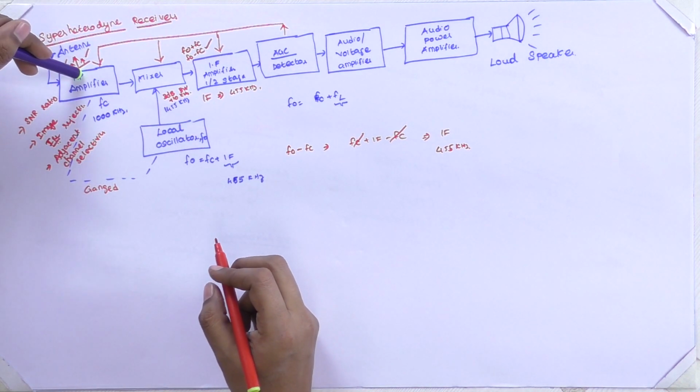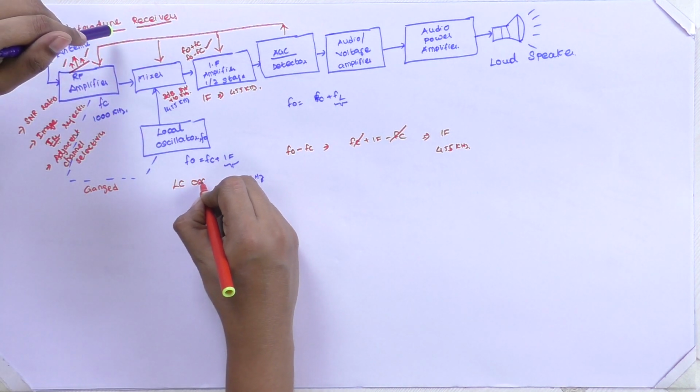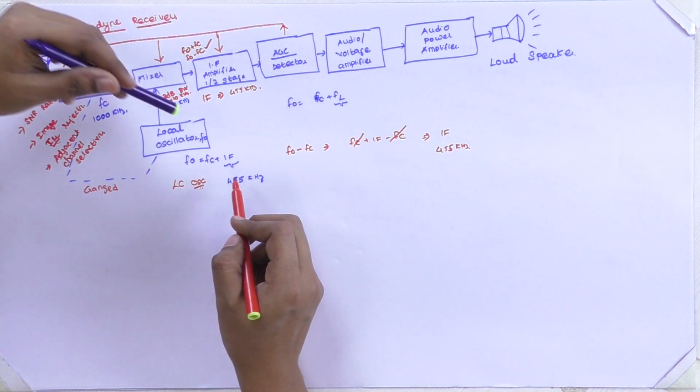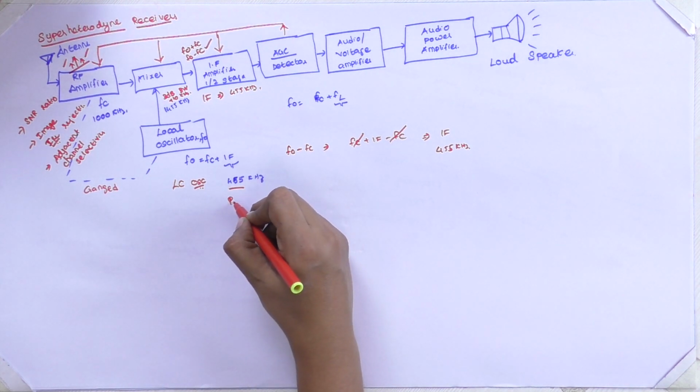These are all the functions of the RF amplifier. And the local oscillator, an LC oscillator, can also be used here. It is tuned to a frequency called F0. F0 is FC plus the intermediate frequency. Intermediate frequency is always 455 kilohertz, which is predetermined.